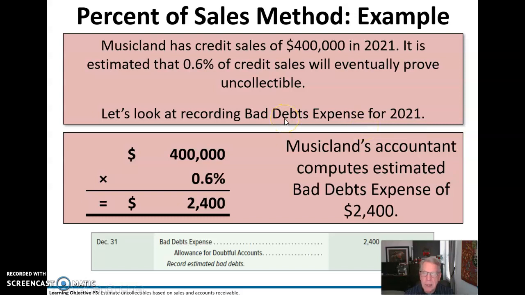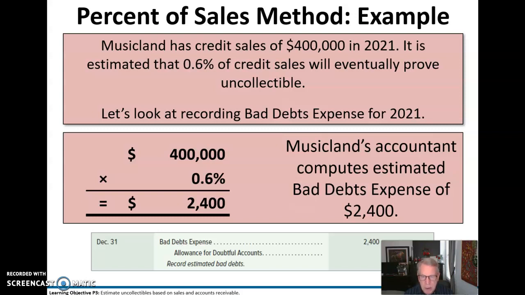Here we're looking at that percent of sales method example. Musicland has credit sales of $400,000. It's estimated that 0.6%, remember that's 0.006 in decimal terms, of credit sales will eventually prove uncollectible. So all we do is multiply that percentage times 400,000 and we get $2,400, which is our estimate of how much of those sales will prove to be uncollectible.